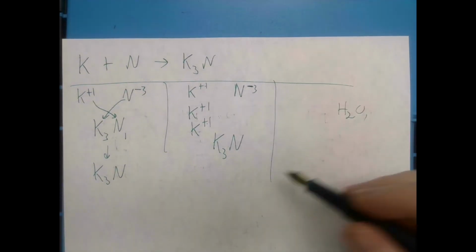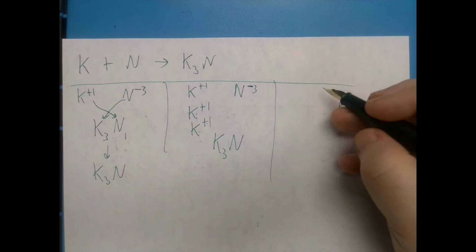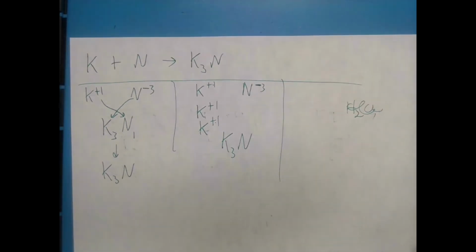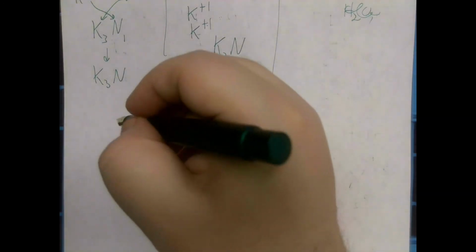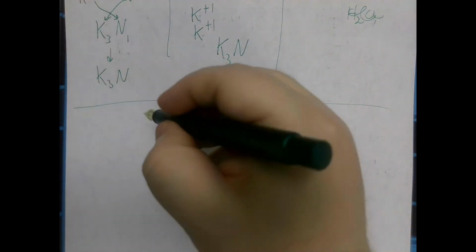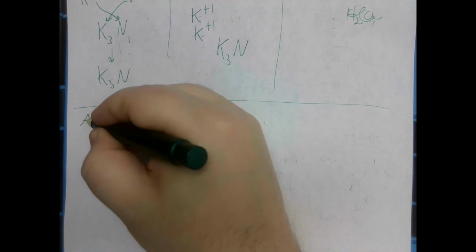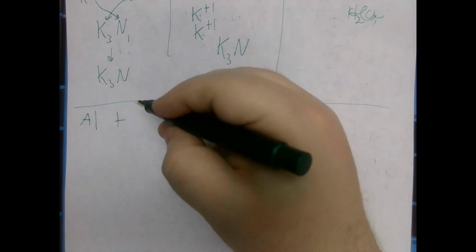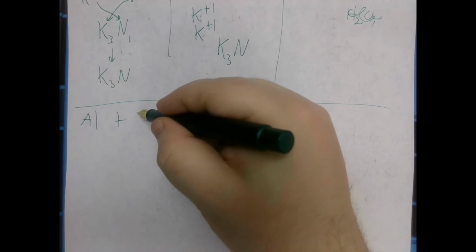Occasionally I will use Lewis dot, not for this one though. For example, I do use Lewis dot occasionally for things like aluminum. For example, let's do aluminum with chlorine.